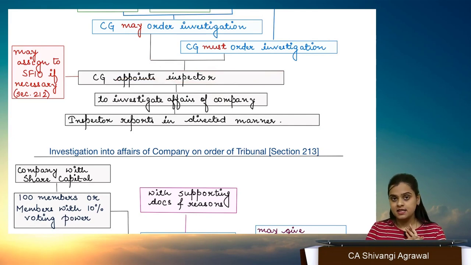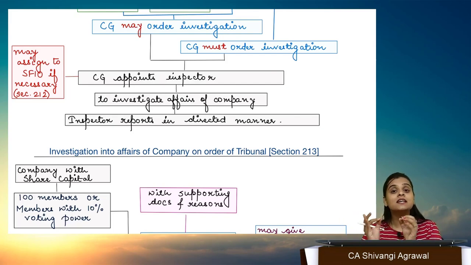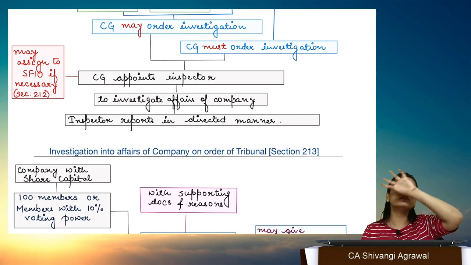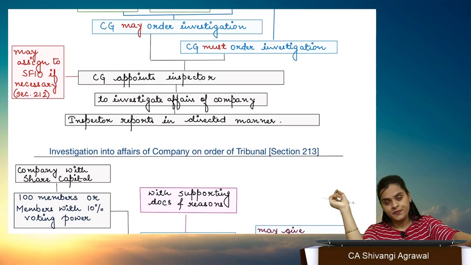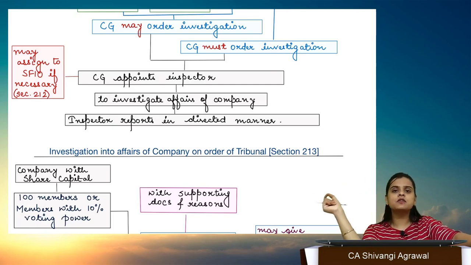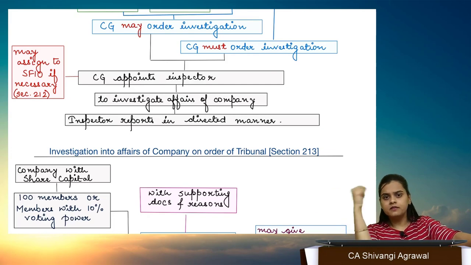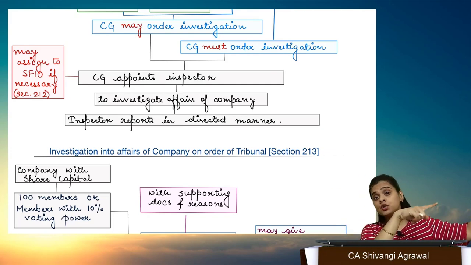In some cases, if CG finds that the case is big, huge, serious, and needs more expert people to investigate the fraud or possible scam, then in such a situation CG doesn't appoint an inspector to investigate the case, but rather assigns it to a special dedicated office, which is SFIO, the Serious Fraud Investigation Office, just like we have CBI. That is section 212.